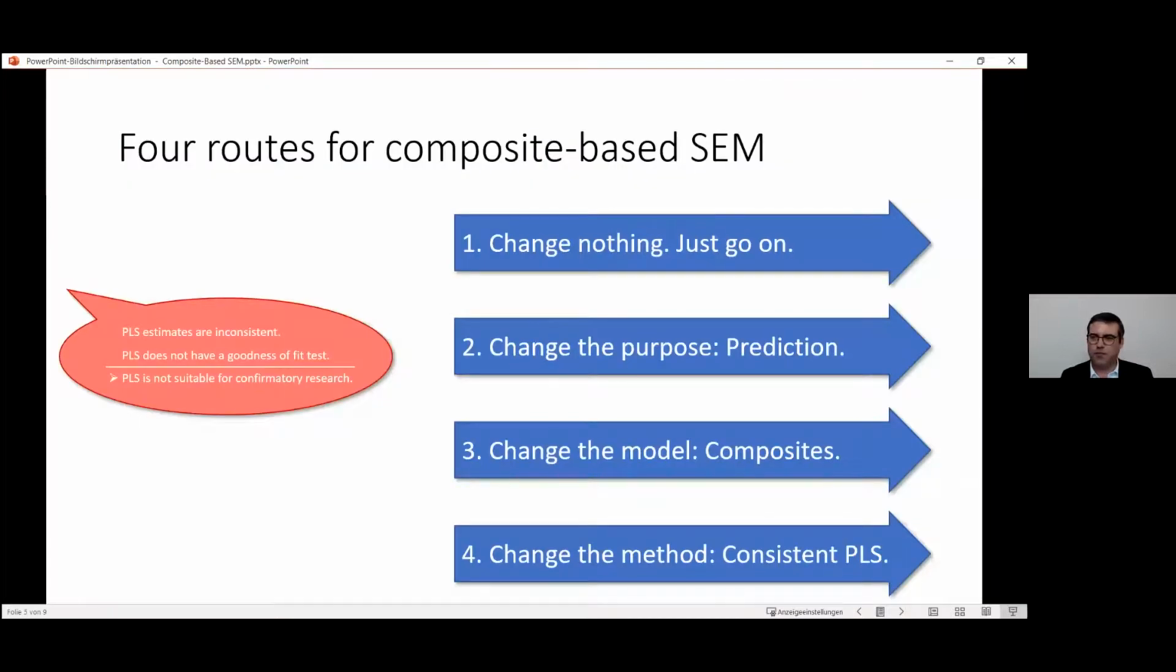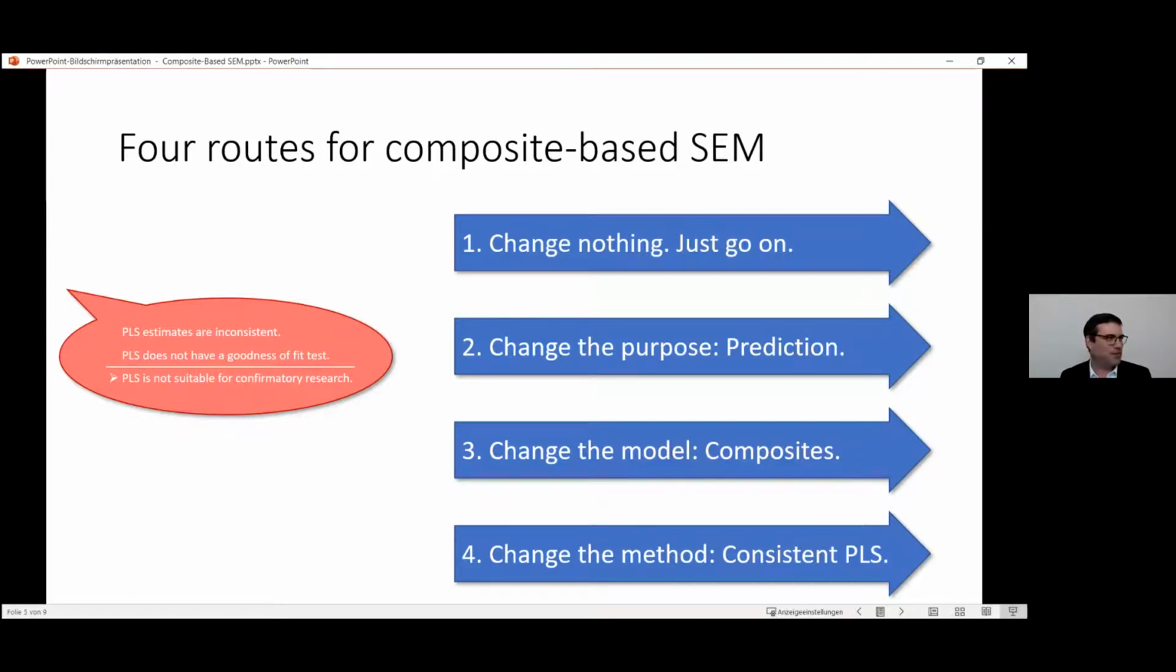And interestingly, every one of these 4 had a different opinion on that. The first opinion was, well, although we know that PLS doesn't do the things that it claims to do, we don't care. We just continue as if we hadn't heard that it's wrong. That's one possibility. We can discuss about it. A second one is to say, okay, PLS, as communicated before, is not good for confirmation, but it might be good for prediction. Let's have a deeper look into that.